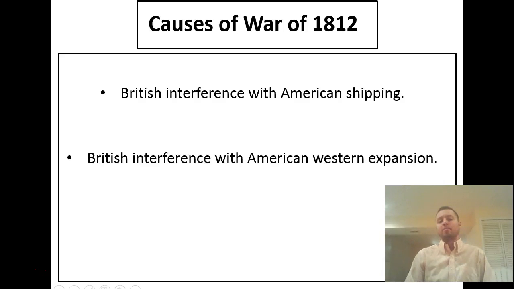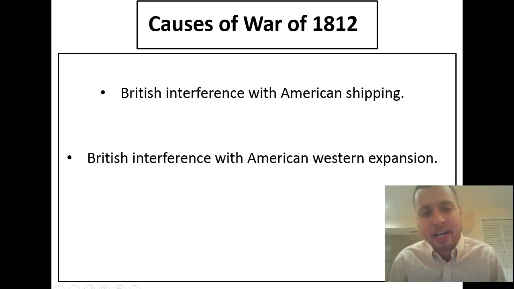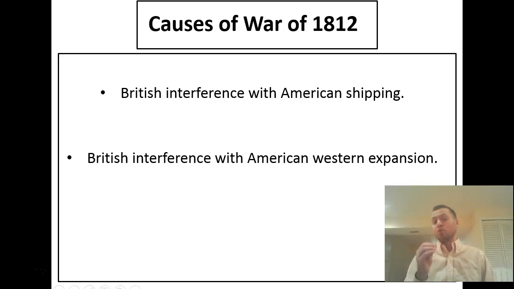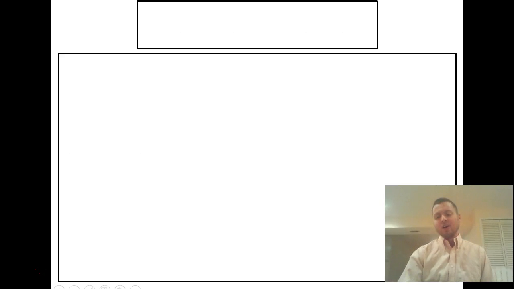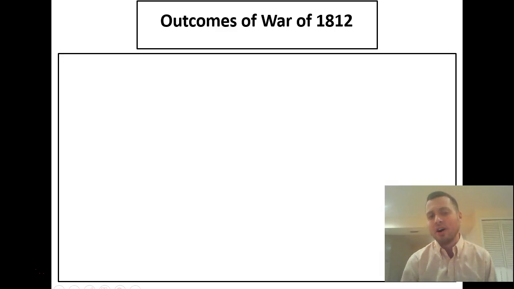The other thing was British interference with American western expansion. As the United States kept looking to go west, west, west, Great Britain was encouraging Native Americans to attack the American settlers at a famous battle in Indiana Territory called the Battle of Tippecanoe. Great Britain's guns were found in possession of the Native Americans. So it's interference with two things: American shipping and American western expansion. The war is fought. America wins the war, which brings us to our last card.